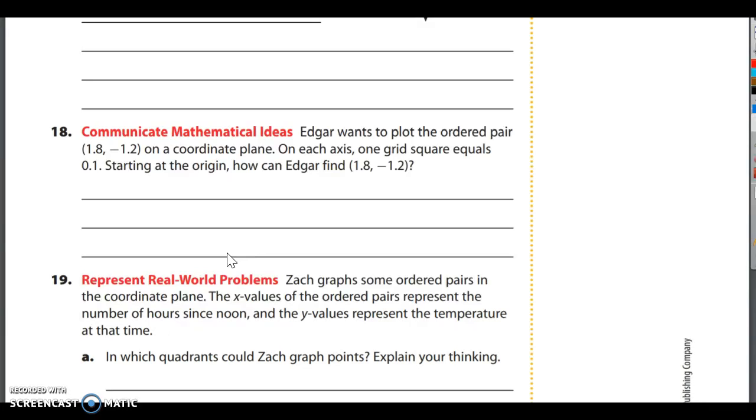Number 18 reads, Edgar wants to plot the ordered pair 1.8 and negative 1.2 on a coordinate plane. On each axis, one grid square represents 0.1. Starting at the origin, how can Edgar find 1.8 and negative 1.2? And I don't know if I'm going to be able to help you understand this without showing you. So I'm going to go ahead and try. I'm going to pause this video, grab a piece of graph paper, and then show you how to do that.